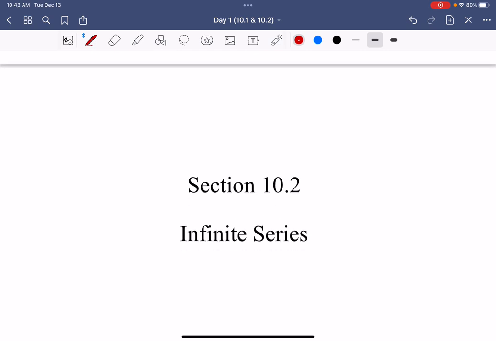We're going to do section 10.2, which is an introduction to infinite series. Now, sequences is what we just covered in the first part of this video, but series is what's more important for a lot of y'all as you move on into probably other disciplines or other classes that might need this. So what I want to do for the rest of this video is I'm going to do a brief introduction to what a series is.